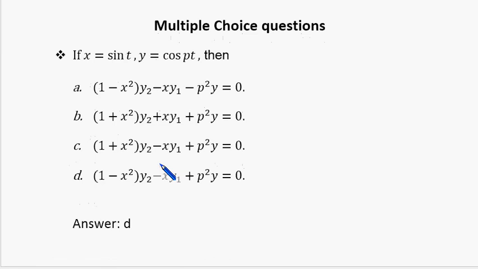The next one: if x is equal to sin t and y is equal to cos pt, then option A, (1 minus x square) into y suffix 2 minus x into y suffix 1 minus p square into y is equal to 0. Option B, (1 plus x square) into y suffix 2 plus x into y suffix 1 plus p square into y is equal to 0. Option C, (1 plus x square) into y suffix 2 minus x into y suffix 1 plus p square into y is equal to 0. Option D, (1 minus x square) into y2 minus x into y1 plus p square into y is equal to 0. So the answer is D.